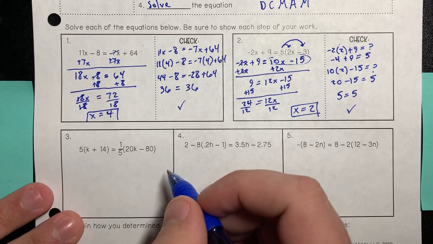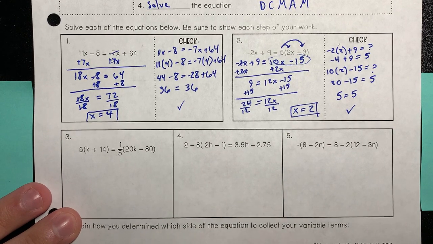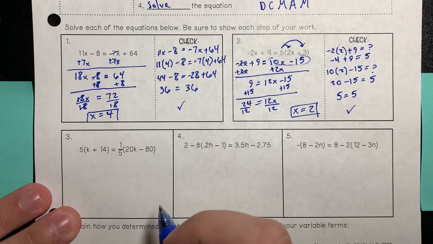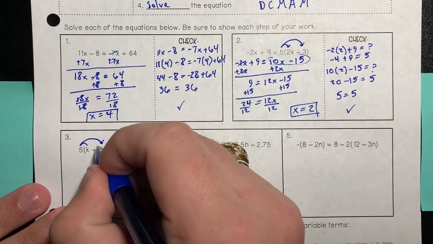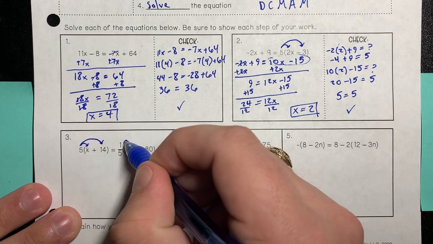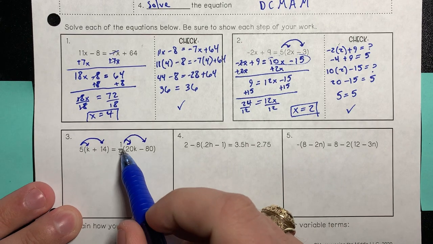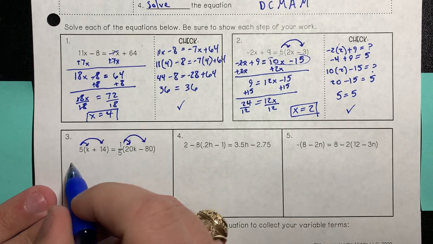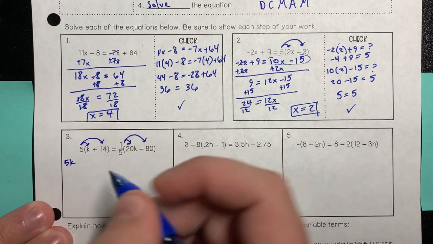So first off, what's our first step? It is to distribute, right? So do we need to distribute here? Yes, we need to distribute in 2 places. On that left side, we need to distribute that 5. We also have this 1/5 over here that we need to distribute too, because it's outside of the parentheses. So on this left side, we have 5 times k. Well, that gives us 5k.